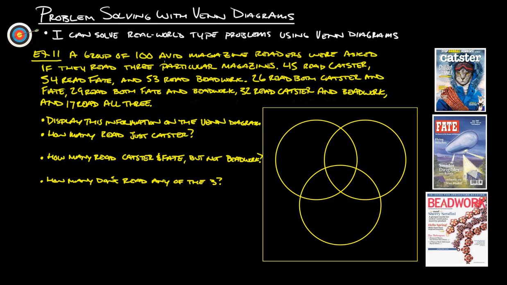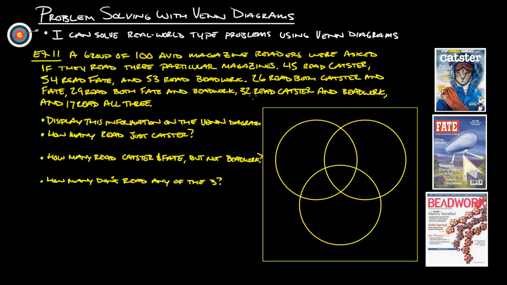A group of 100 avid magazine readers were asked if they read 3 particular magazines. 45 read Catster, 54 read Fate, and 53 read Beadwork. 26 read both Catster and Fate, 29 read both Fate and Beadwork, 32 read Catster and Beadwork, and 17 read all 3. Okay, so first thing, display this information on the Venn diagram.